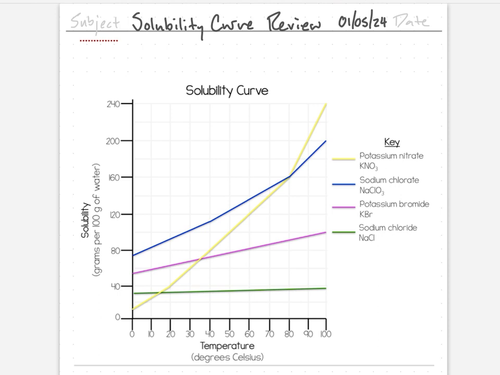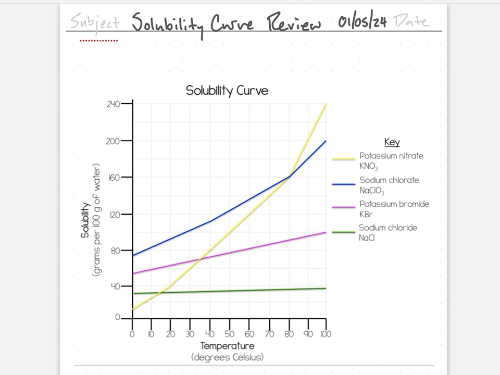Now, what is supersaturated? Supersaturated is where you add more solute, in this case we're talking about potassium bromide, to that 100 grams of water, the solvent, and the solvent cannot hold this much potassium bromide, so you become supersaturated. You end up with potassium bromide actually settling at the bottom, floating around in the water, not being dissolved.